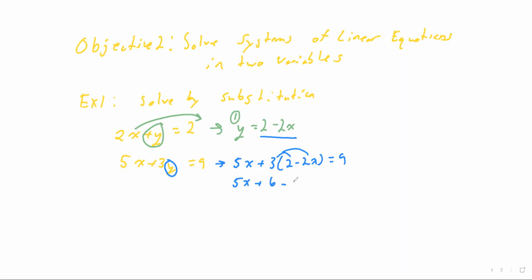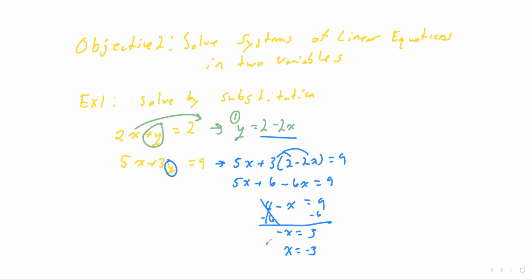So that gives me 6 minus 6x equals 9. I then combine like terms. 5x minus 6x gives me negative x, or negative 1x, however you want to write that. Then I will subtract 6. So I get negative x equals 3. If negative x equals 3, that means positive x must equal negative 3.